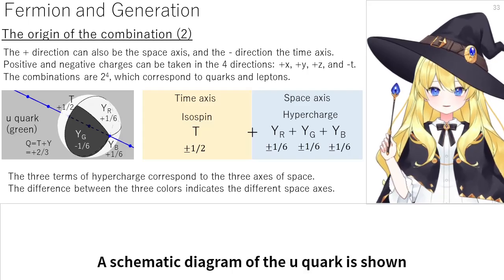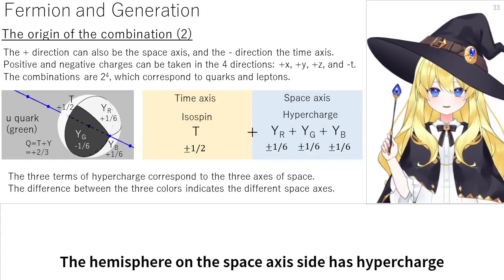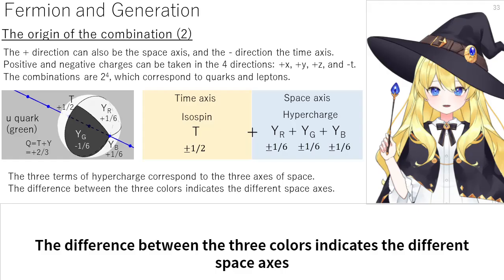A schematic diagram of the U quark is shown. The hemisphere on the time axis side has isospin. The hemisphere on the space axis side has hypercharge. The 3 terms of hypercharge correspond to the 3 axes of space. The difference between the 3 colors indicates the different space axes.